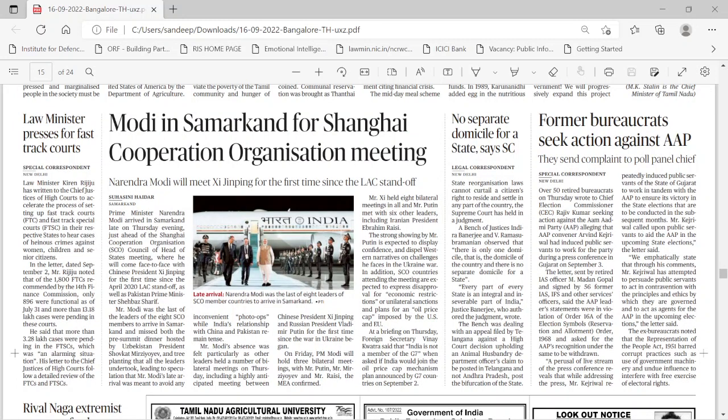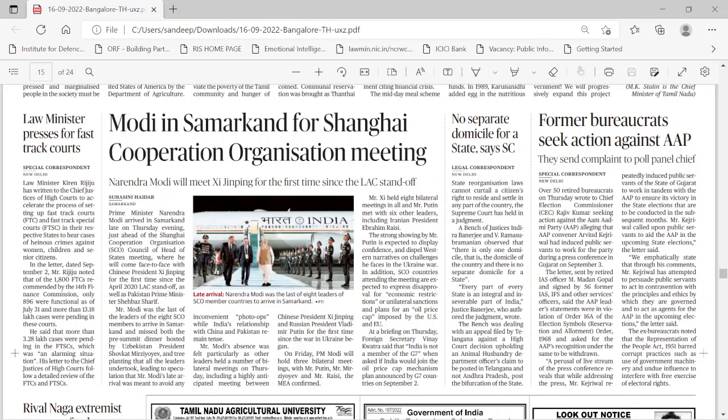Law minister presses for fast track courts, which we are all aware that so many things are pending. So we need to look into it. Modi in Samarkand for Shanghai Cooperation Organization meeting. Yes, yesterday nothing happened because Modi arrived late, where everyone had already met. So today he will meet. So tomorrow we will read about it.